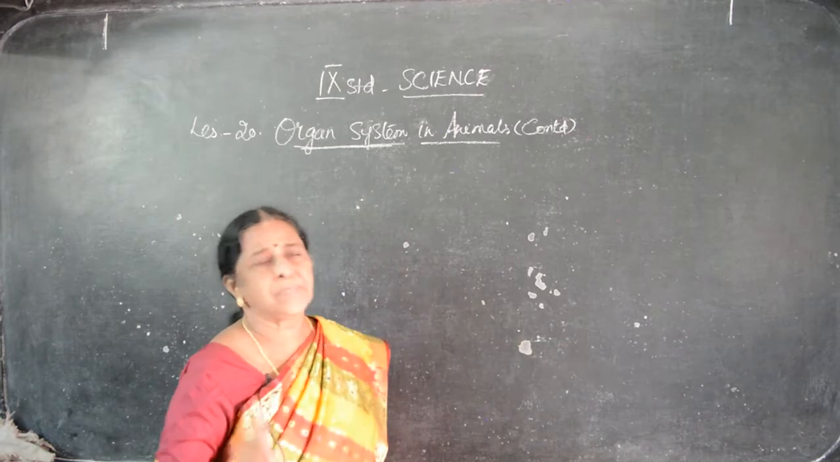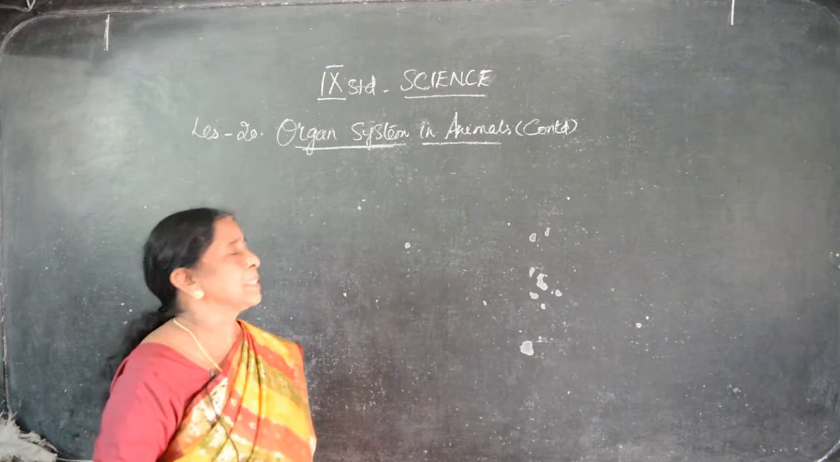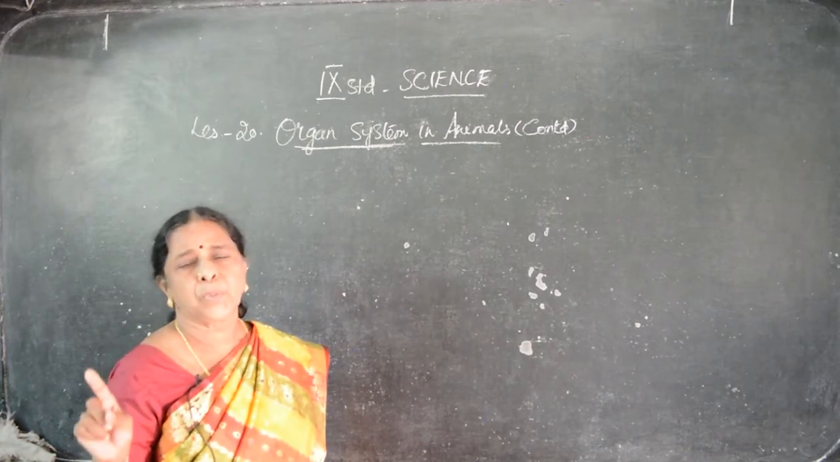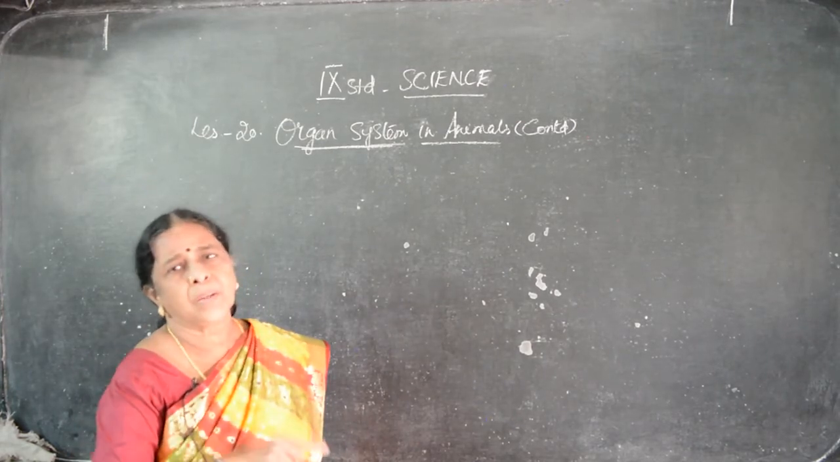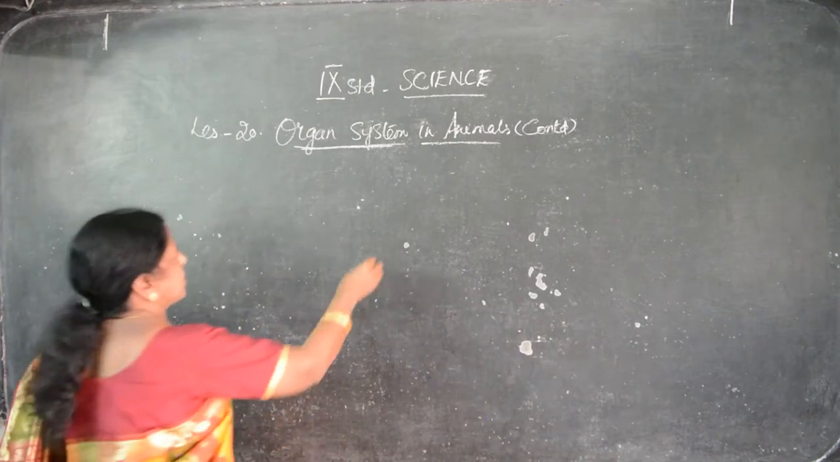In the previous classes you have seen what is an organ, how the organs are formed, and what the organ systems are. We are going to see only three organ systems. I said already we have seen the digestive system. Now we have to go for the excretory system.